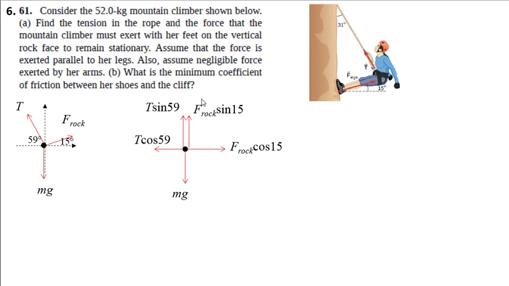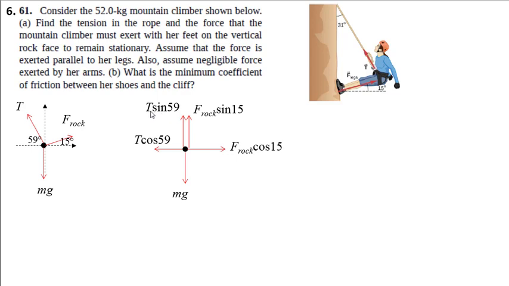And I've taken this vector here and broken it up into a vertical component, F rock, whatever that is, however big that force is, I don't know yet, but that's just a number. That's the magnitude, times sine of 15, that's my vertical component, and my horizontal component is the magnitude of that vector times cosine of 15. So the question is asking me what is T and what is the force the rock is exerting. So now I need to solve for T and I need to solve for this unknown.